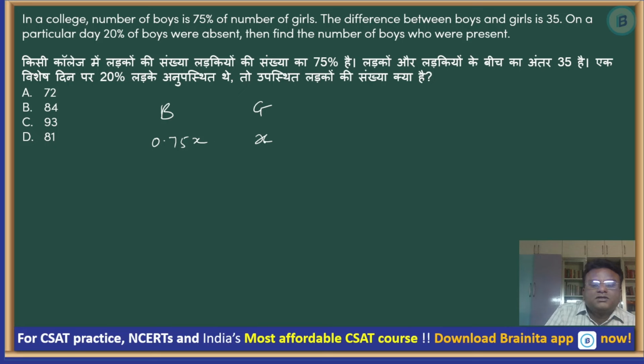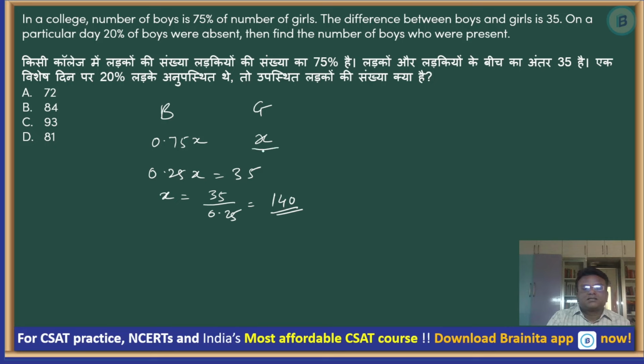Okay, so the difference is x minus 0.75x, which is 0.25x, equal to 35. So x is equal to 35 divided by 0.25, which is 140. So what is x? x is the number of girls. So the number of boys is 0.75x, so 0.75 multiplied by 140, or 75% of 140, gives us 105, and that is the number of boys.